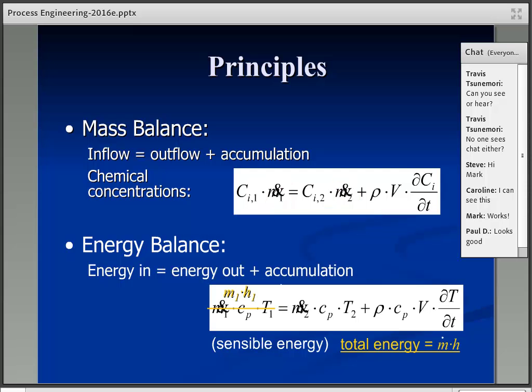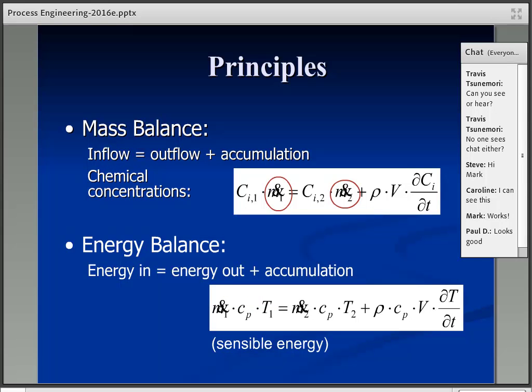A note down here on the energy balance, I've crossed out that term on the left-hand side where it's mass flow times specific heat capacity times temperature. That is correct for sensible energy only, if there's no moisture evaporation going on, no latent energy. So if you've got sensible energy only, the equation as it's written is applicable.